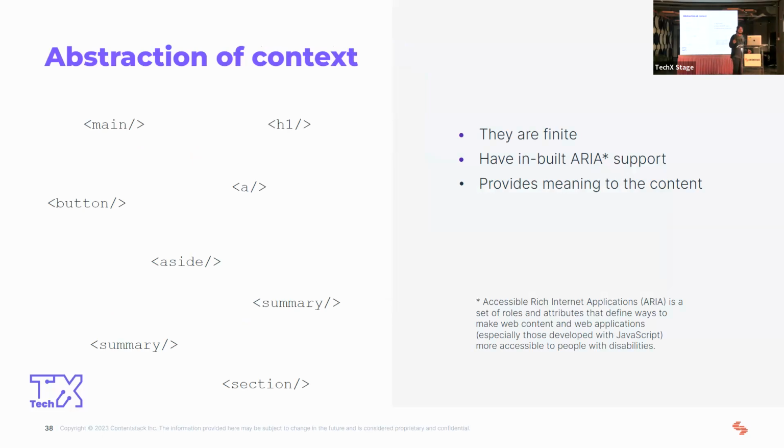Just because semantic elements are so limited in number and they have aria attributes sprinkled all over them, we know for sure what each and every thing within our page actually stands for. And it is great when you want to parse that content. It is good for accessibility purposes and for other purposes as well.